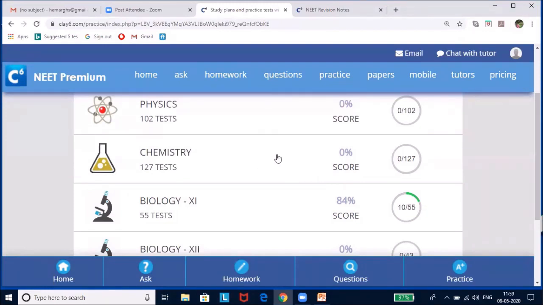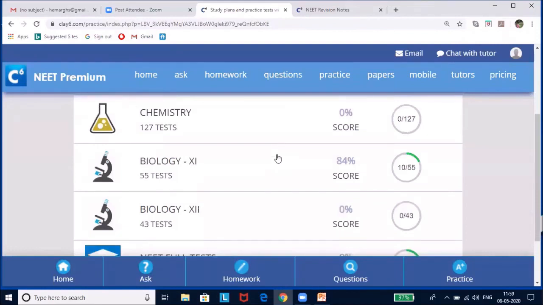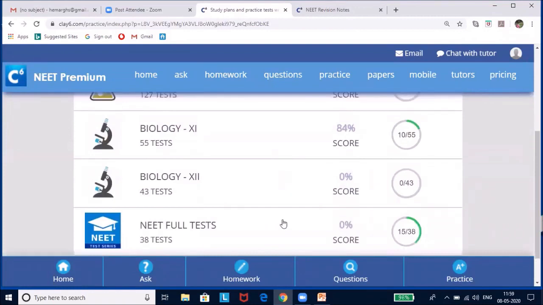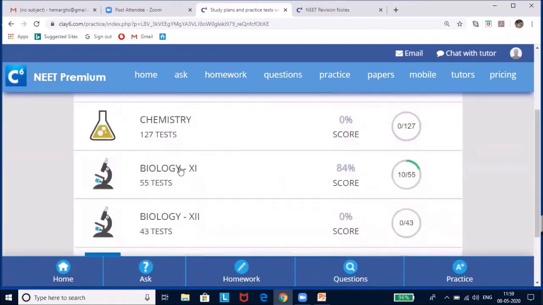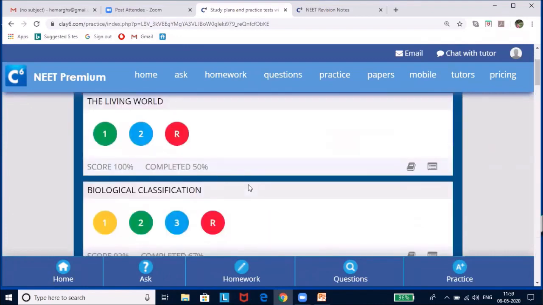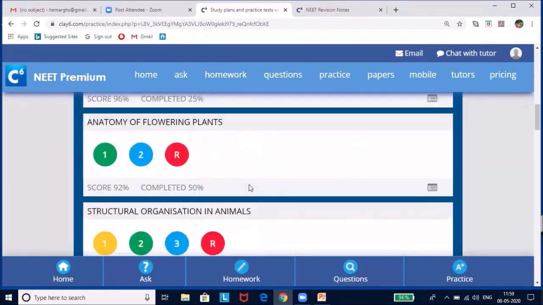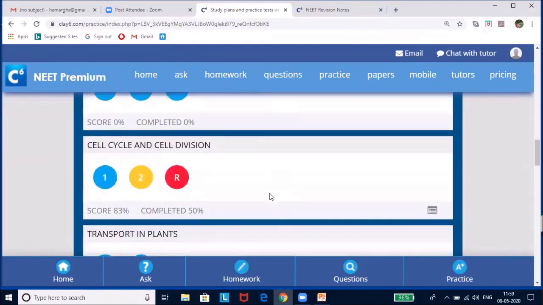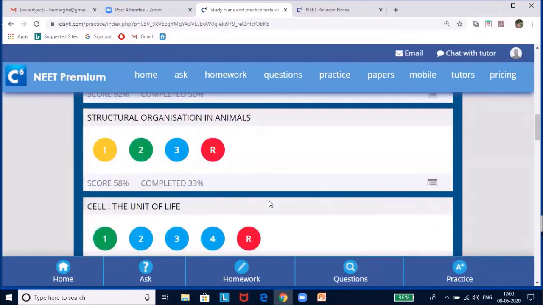Now you can see a lot of tests in physics, chemistry, biology, both of 11th and 12th, and NEET full tests over here. If you click on biology, you will see chapter-wise tests given here. For some chapters, depending upon their importance and the difficulty level, where students always find it difficult to answer the questions in NEET, we have increased the number of tests, giving weightage to their importance in the NEET exams and also the difficulty level.